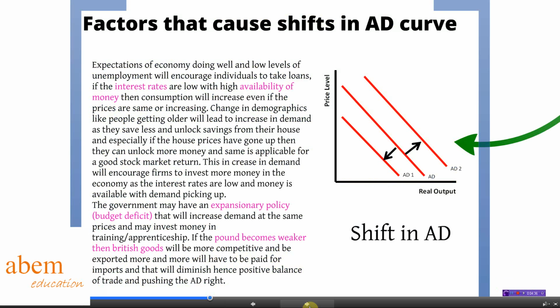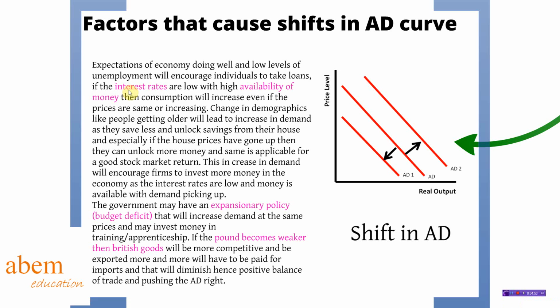Factors that cause shifts in the aggregate demand mean that the aggregate demand moves outward, towards the right, to AD2, or the aggregate demand moves leftwards, to AD1. I have given reasons over here. If the interest rates are low, even if the price levels are high, people can take out cheap loans, and hence the aggregate demand will shift rightwards. Or if the interest rates are high, then instead of spending money, people will save. When they save, there is less demand in the economy, hence AD will move leftwards.